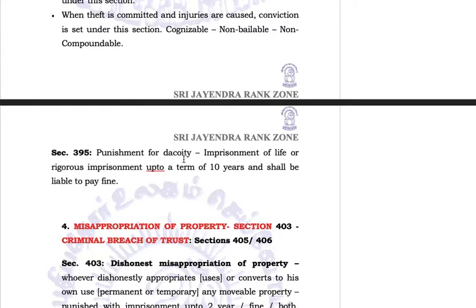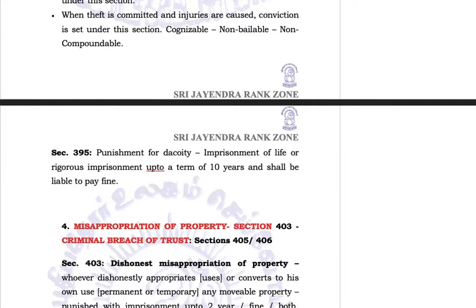Section 395, punishment for dacoity: imprisonment for life or rigorous imprisonment up to 10 years, and the offender shall be liable to fine. So, dacoity is more severe in punishment than robbery. Ultimately, these are all robberies only, but the number of people makes the difference. If 5 or more, it is dacoity; if less than 5, it is robbery.